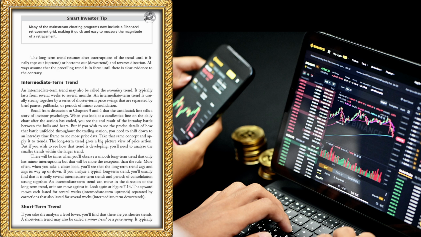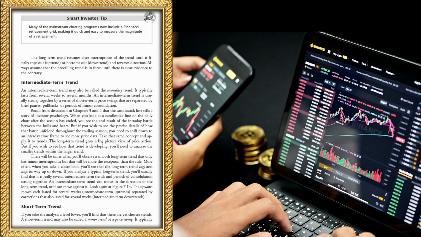Take that same concept and apply it to trends. The long-term trend gives a big picture view of price action, but if you wish to see how that trend is developing, you'll need to analyze the smaller trends within the larger trend. There will be times when you'll observe a smooth long-term trend that only has minor interruptions, but that will be more the exception than the rule.